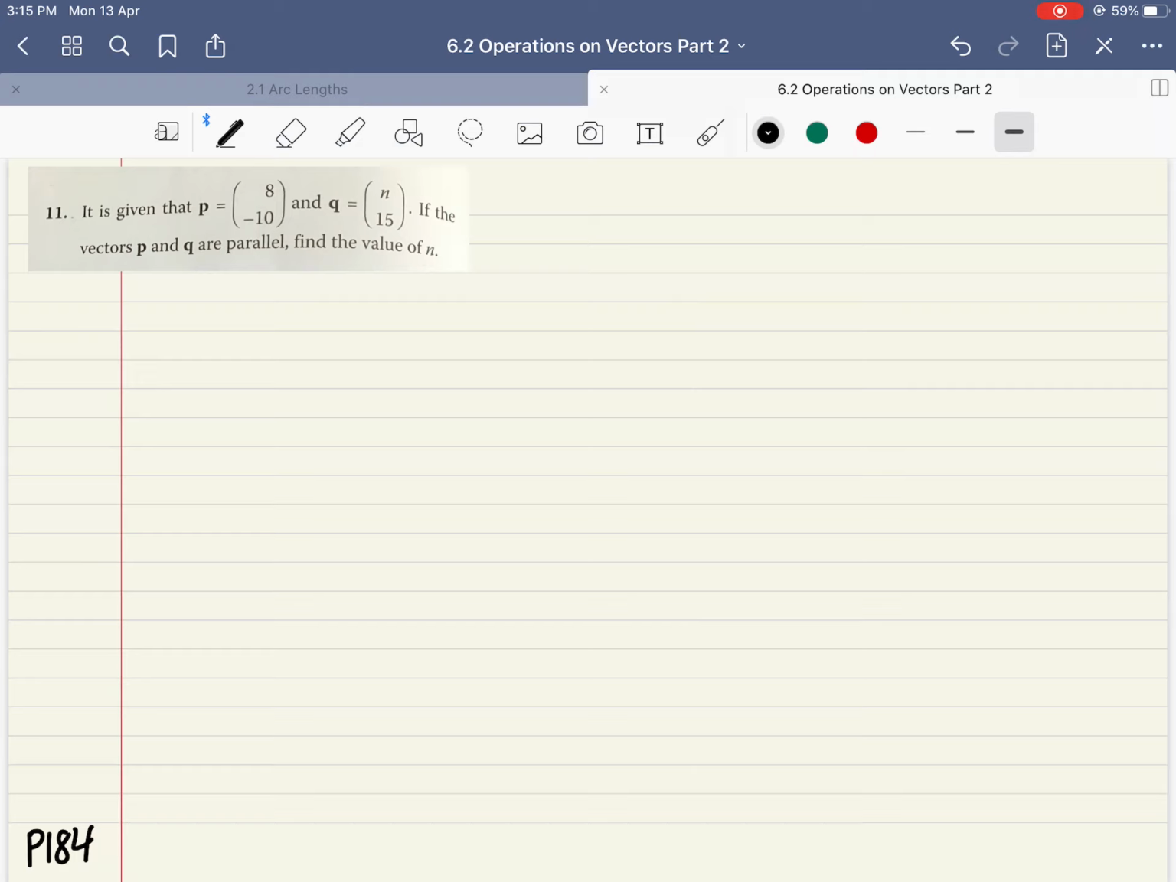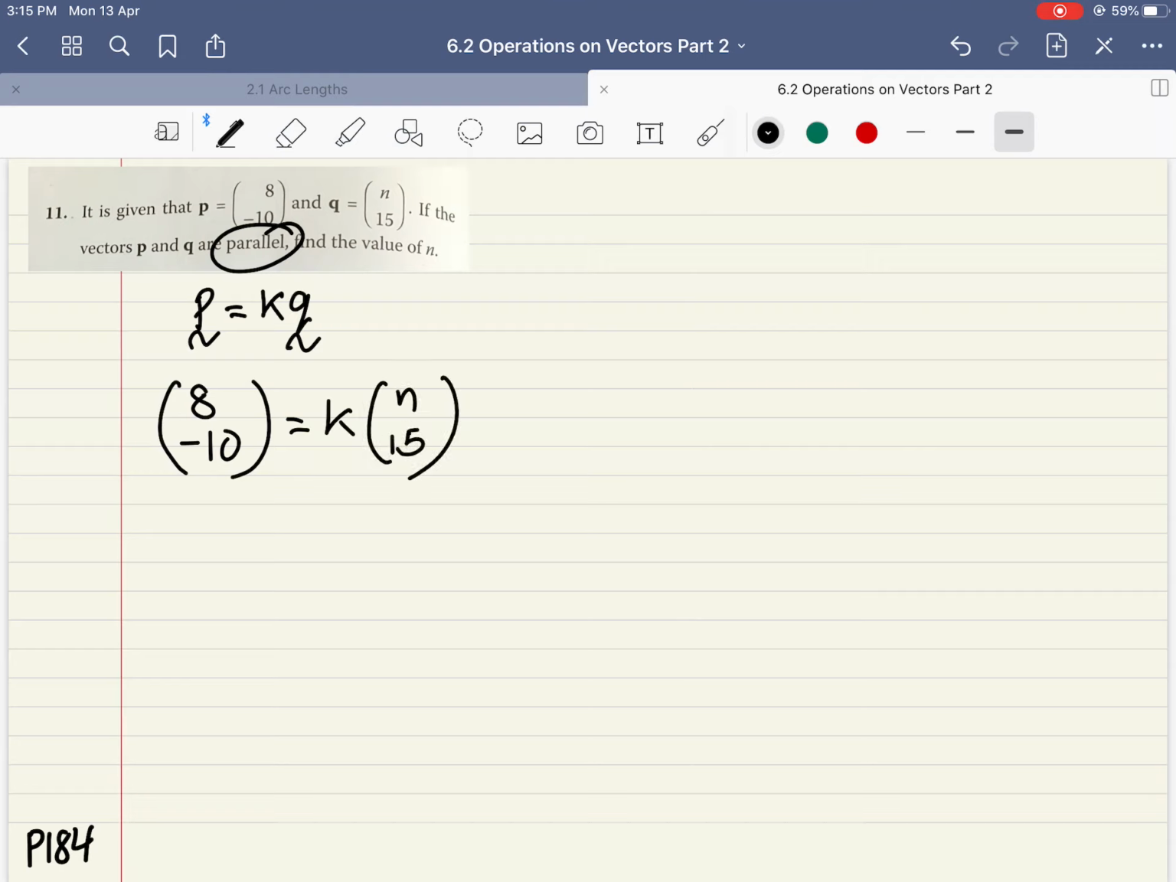Okay, I will now do question 11 on page 184. P and Q are parallel. So once you see the word parallel in vectors, I know that vector P is k times vector Q. If I set that up, what I get is 8 and negative 10 is equal to k times n and 15.